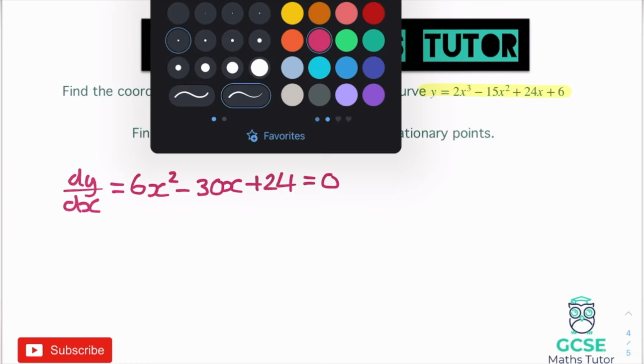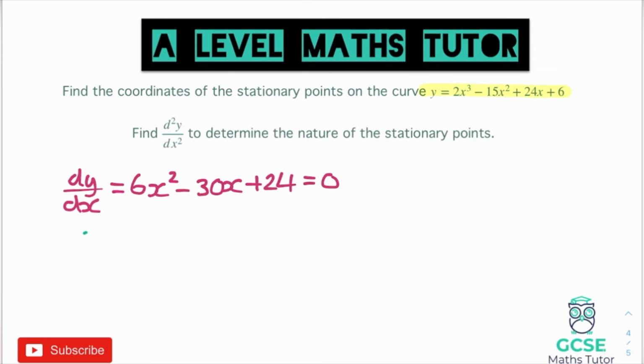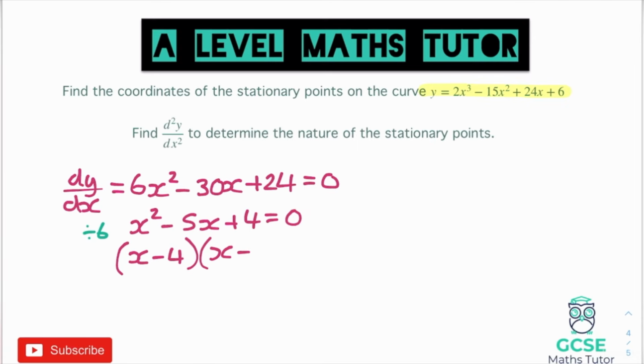Now the first thing I notice is that everything divides by 6. So if we divide both sides of this by 6, it's going to make it easier to factorise. So we'll have x squared minus 5x plus 4 is equal to 0. And if we factorise that, we get x minus 4 and x minus 1. So we've solved that for when it is equal to 0.